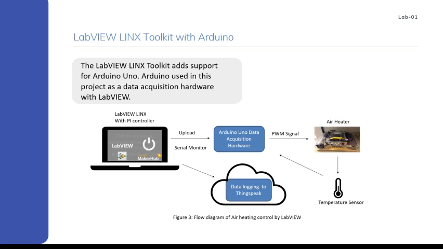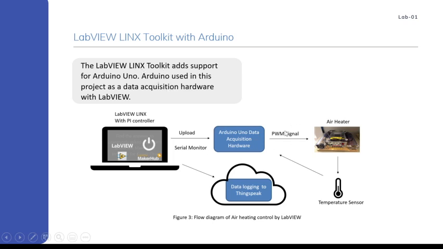So I've used here this Arduino Uno. This Arduino Uno is also used as a DAQ device only, so it doesn't have any impact except as a DAQ device. It will give only this sensor digital bit, and it can pass this PWM also to the air heater. So this is the Linux toolkit I have used to control this air heater.